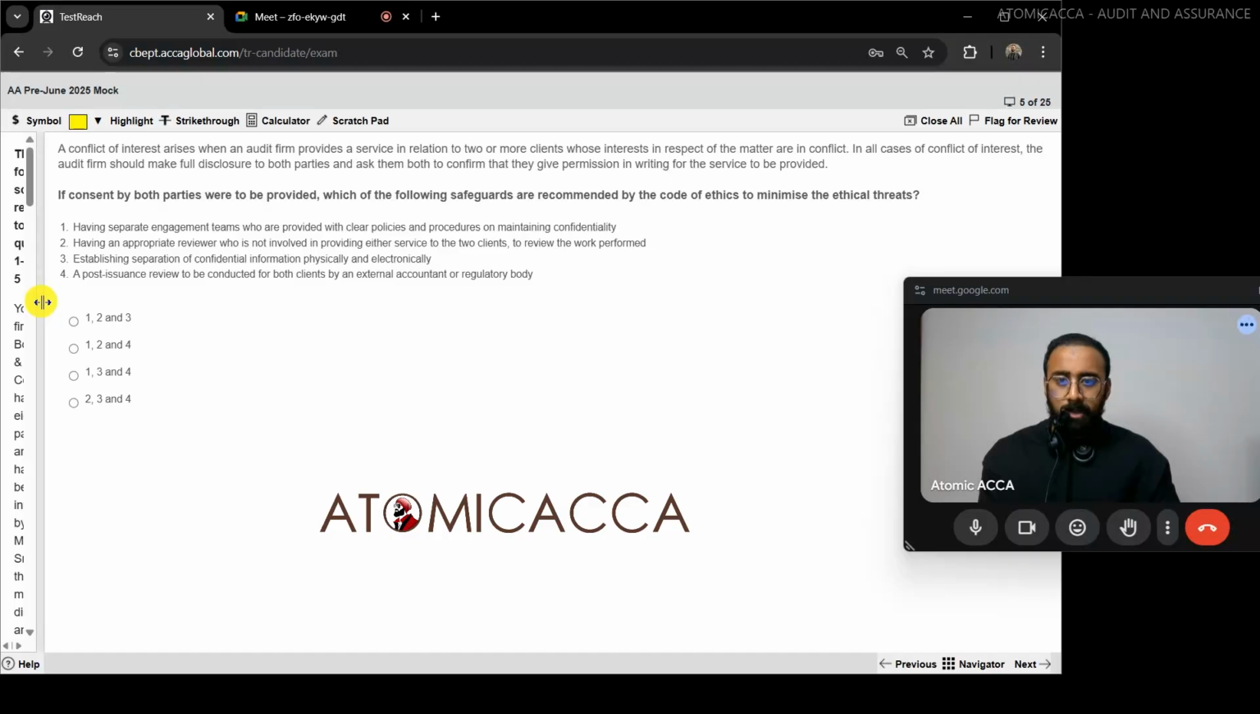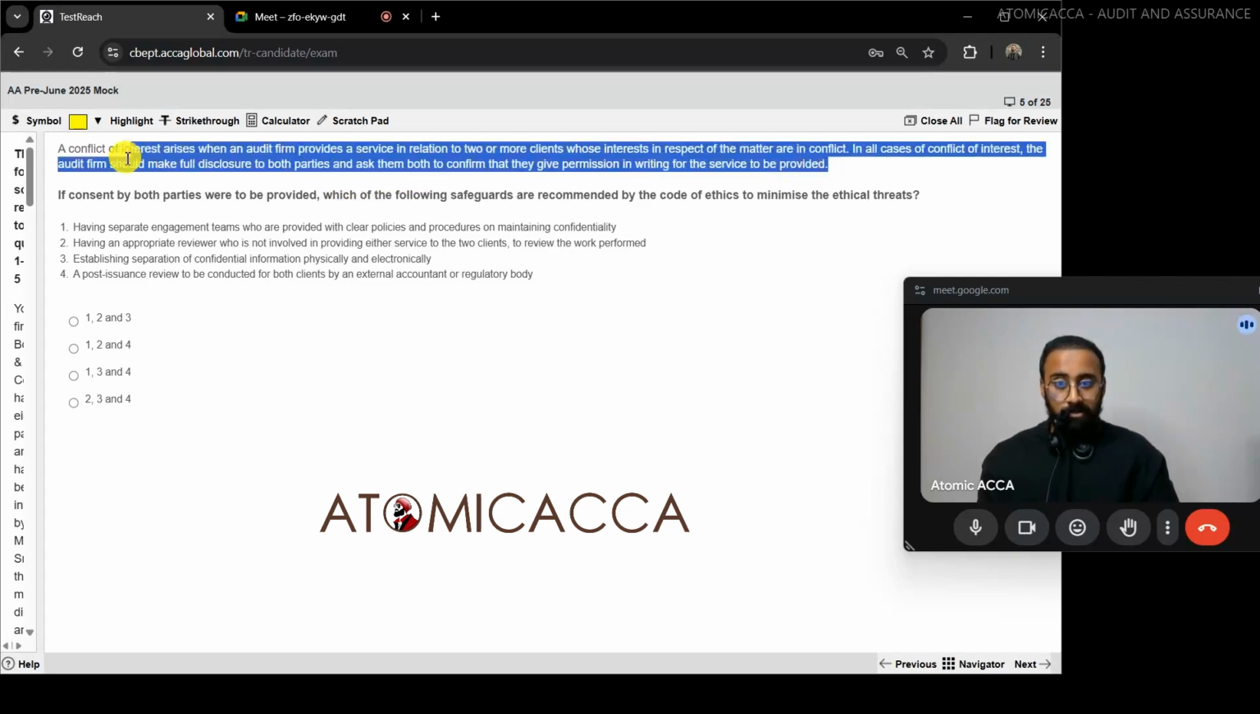If consent by both parties were to be provided, okay, the statement is: a conflict of interest arises when an audit firm provides a service in relation to two or more clients whose interest in respect of the matter are in conflict. In all cases of conflict of interest, an audit firm should make full disclosure to both parties and ask them both to confirm that they give permission in writing for the service to be provided.